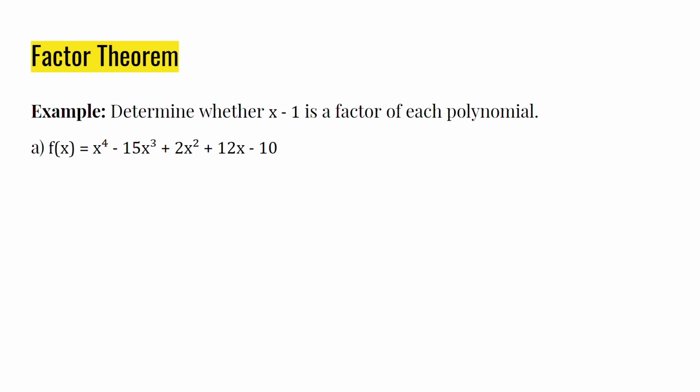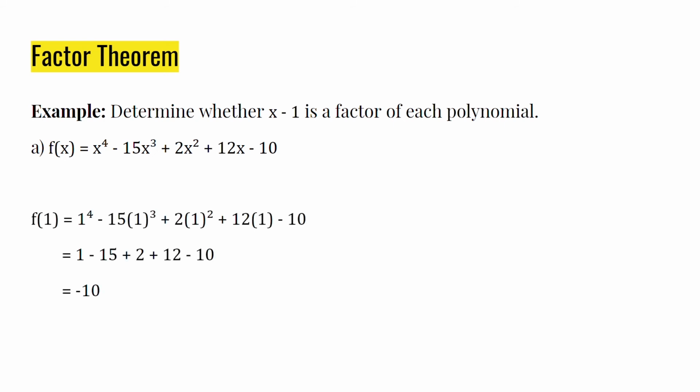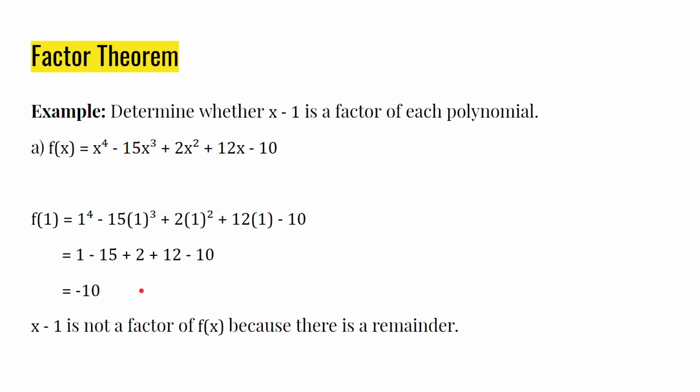So let us use the remainder theorem to find out the remainder of this equation. So we will substitute 1 into the equation to get a final answer of negative 10. Now, according to the factor theorem, x minus a is a factor of f(x) if and only if f(a) equals 0. So in this case, we get a remainder of negative 10. So x minus a is not a factor of f(x) because there is a remainder.